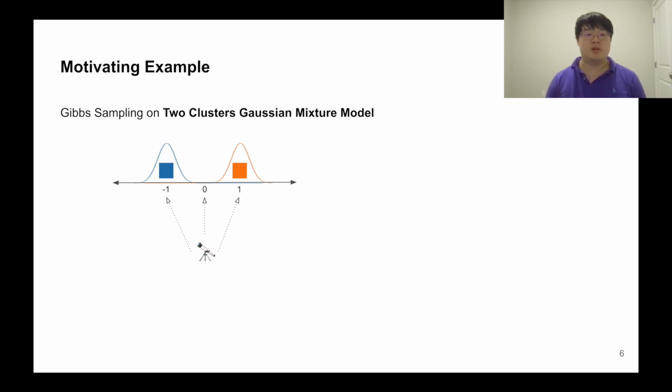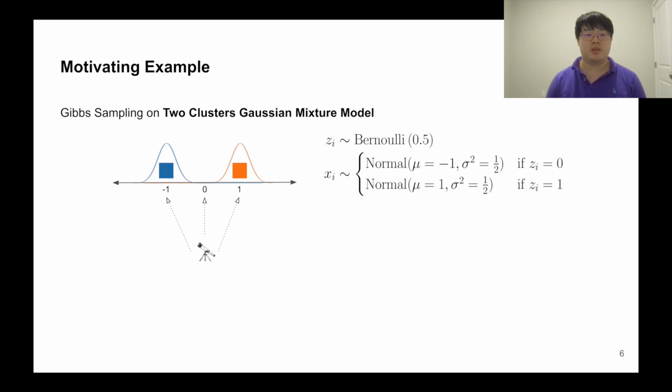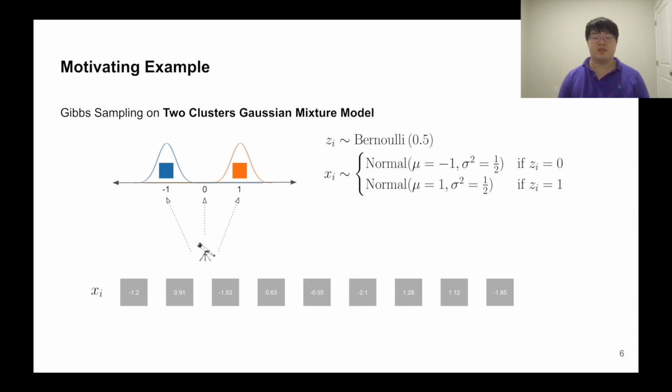This forms a two clusters Gaussian mixture model, and we can write down this probabilistic model as the following. Here, each index i corresponds to each individual object. Each c_i is the true category of the object, and x_i is each observation of the sensor. And the observation is drawn from a Gaussian centered at either -1 or 1, depending on the true category of the object. Now, suppose that we have made several observations of a sequence of such objects.